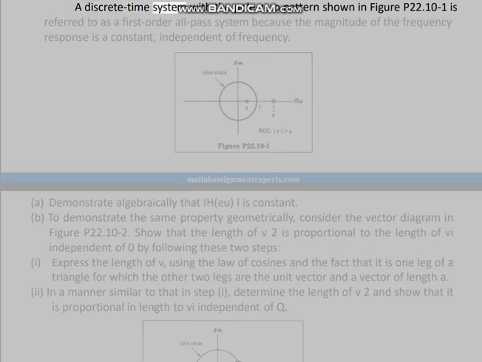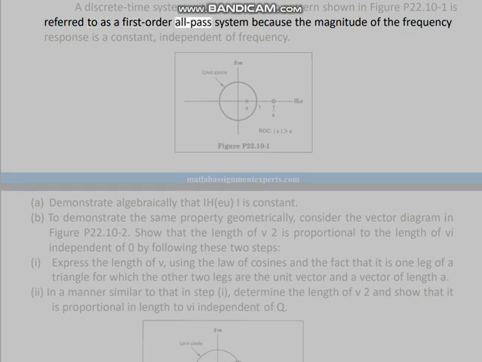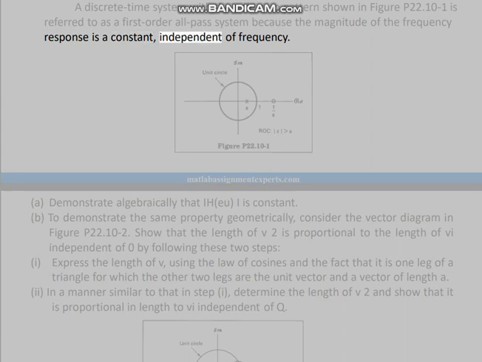P22.10. A discrete-time system with the pole-zero pattern shown in figure P22.10-1 is referred to as a first-order all-pass system because the magnitude of the frequency response is a constant, independent of frequency.